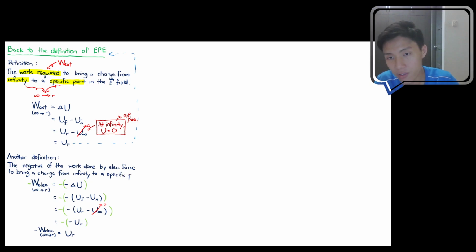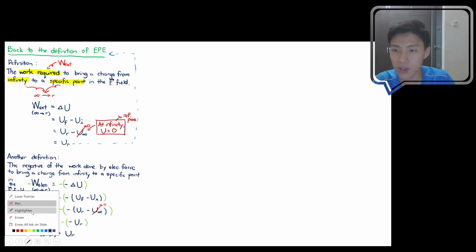I believe you see that the rest are the same, right? In the electric field. Okay, I'm just going to write it here in the electric field. Sorry for the mismanagement of space. Okay, so what I've changed here is, instead of writing it as the work required, I've changed it to become the negative of the work done by electric force.